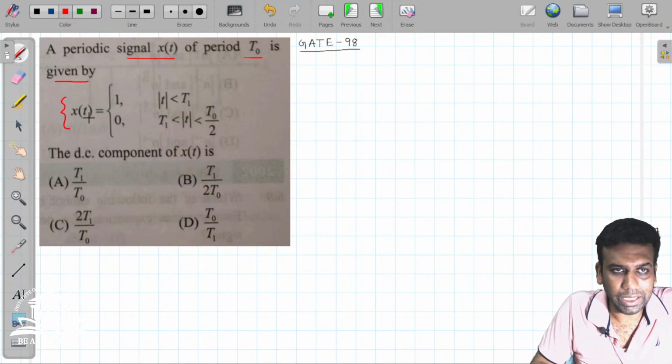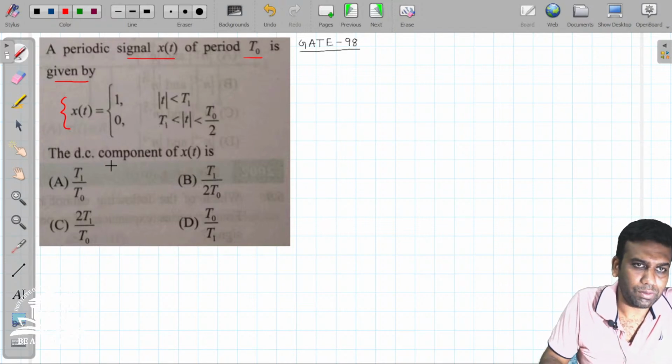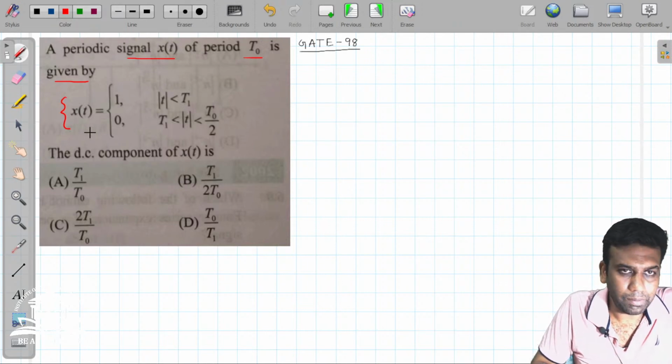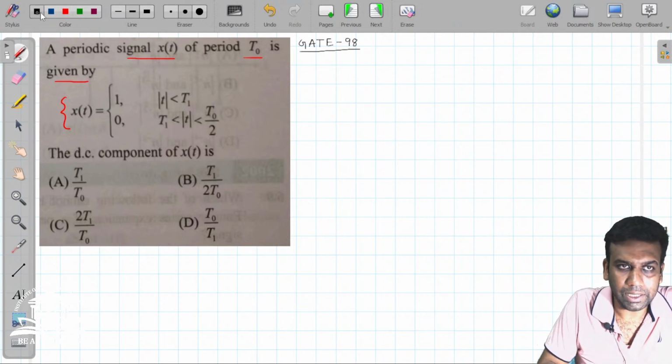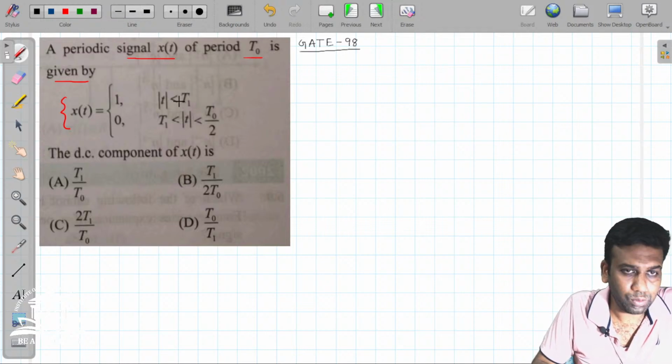So what is the value of x(t)? The value of x(t) is equal to 1 when mod of t is less than T1, and it will be 0 when mod of t is greater than T1 and less than T0 by 2. So what will be the DC component of this x(t) signal? From this example you can see that we can find the DC value in two ways.